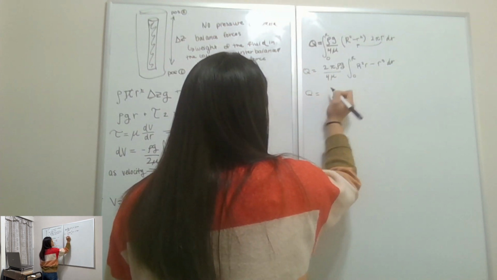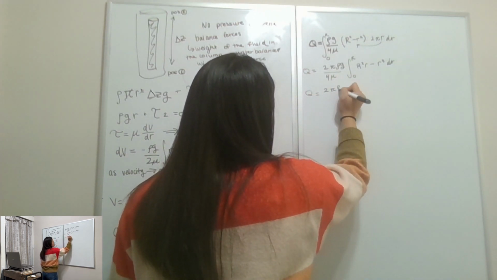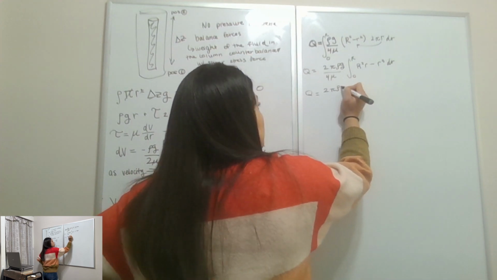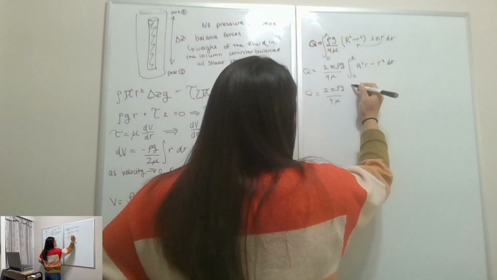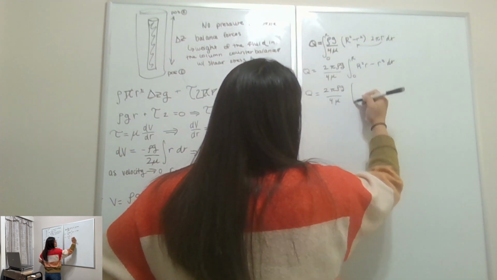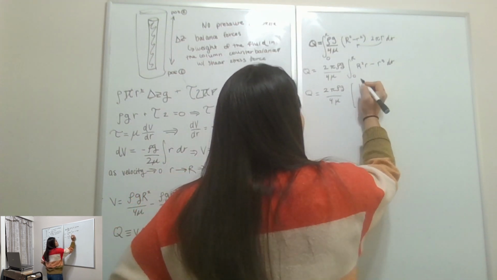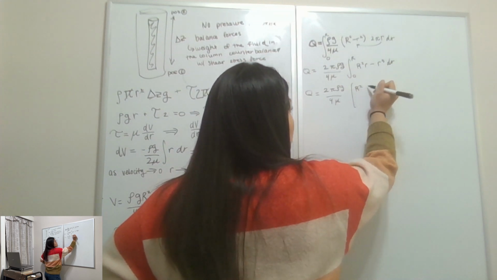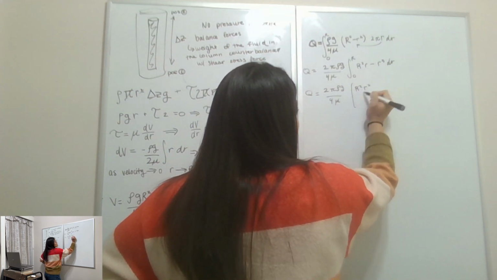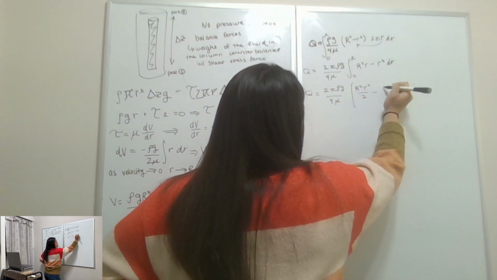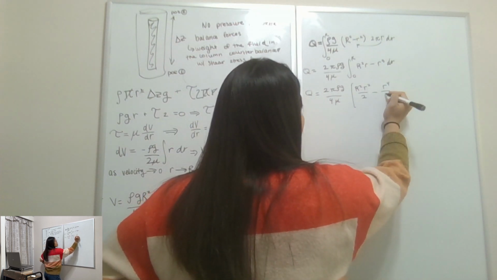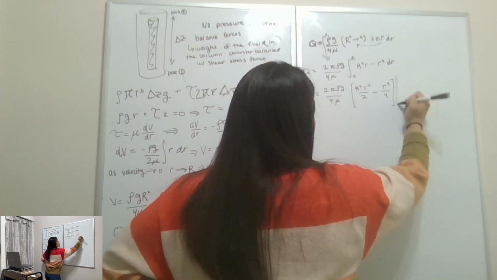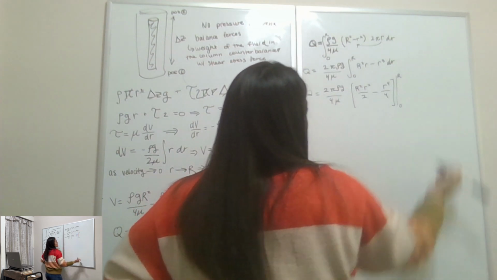So solving that integral, it's going to give us 2 times pi times the density times the gravitational acceleration divided by 4 times the viscosity times the quantity of the outer radius squared times the radius squared divided by 2 minus the radius to the 4th power divided by 4, this evaluated from 0 to the outer radius.